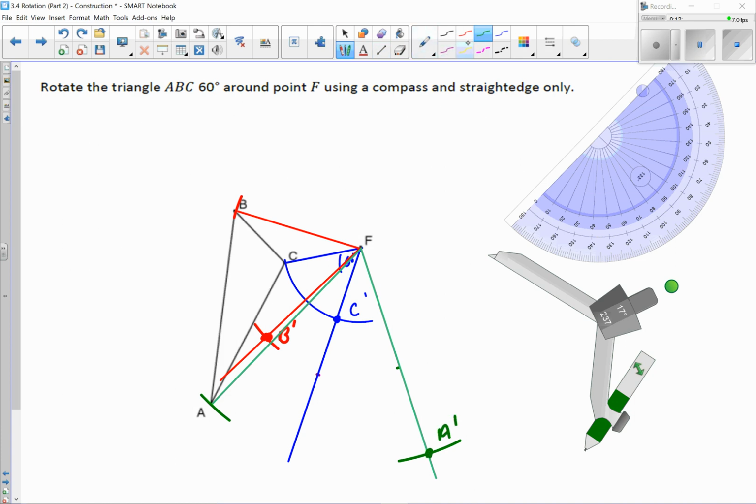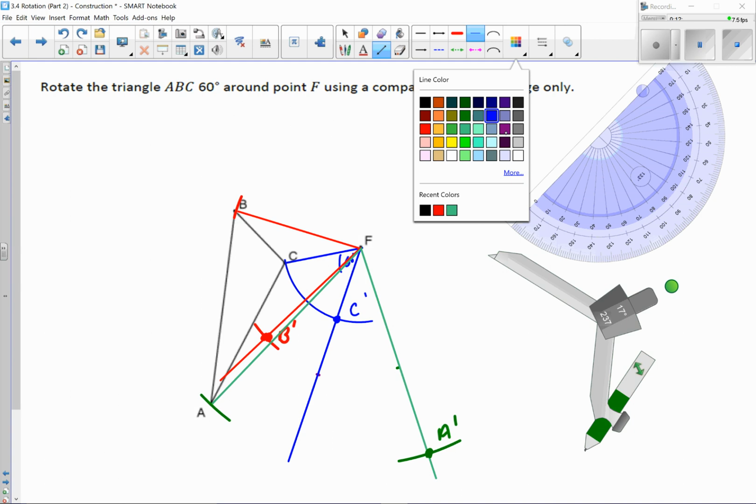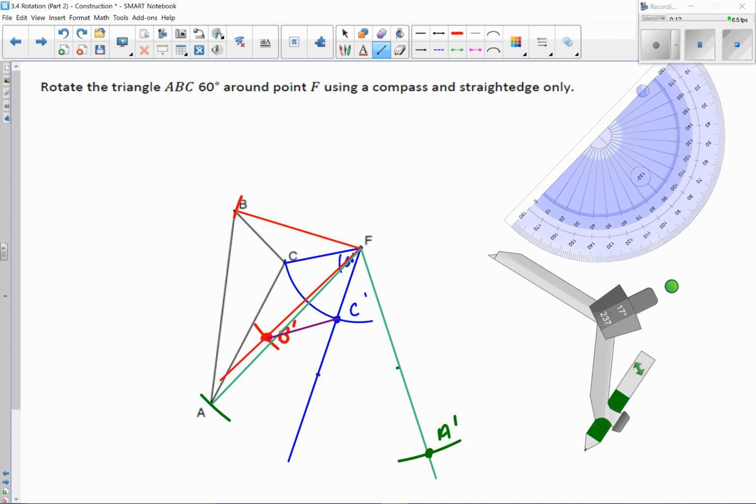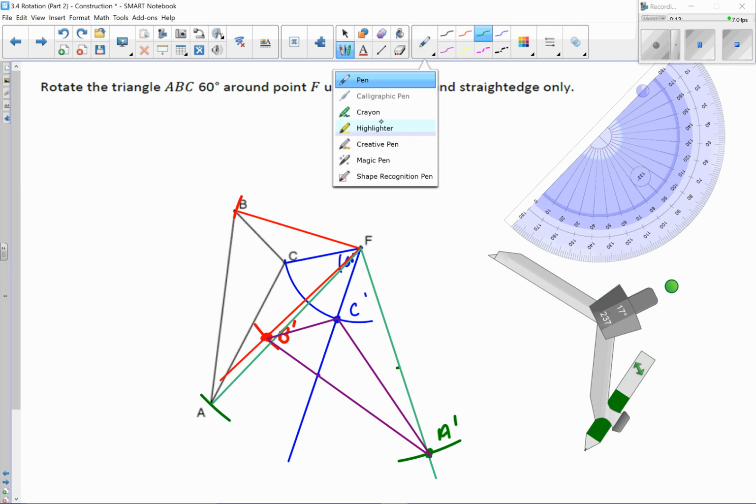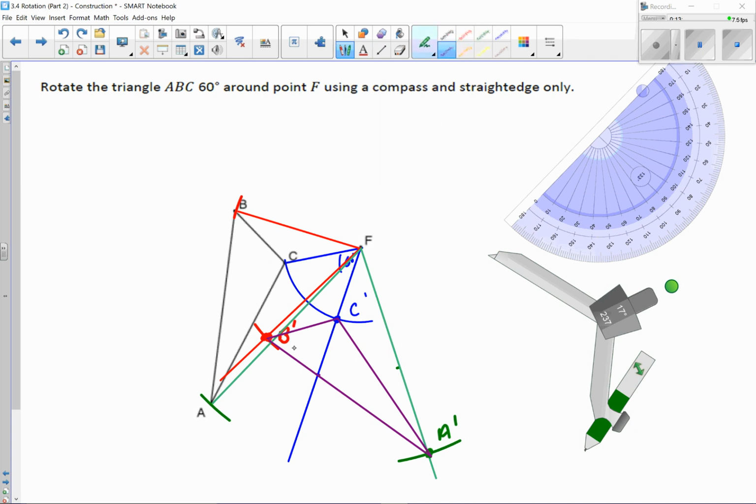So to conclude, I now just need to connect all three of my new points. In this case, I will do it in, let's see here, let's use purple. So we'll connect A prime, B prime, and C prime. And now I, in fact, have here, and I'm going to color this in just so that it's a little bit easier and clearer to see here. All right, so here I have my new figure, A prime, B prime, C prime, and that's, in fact, after a 60-degree rotation.